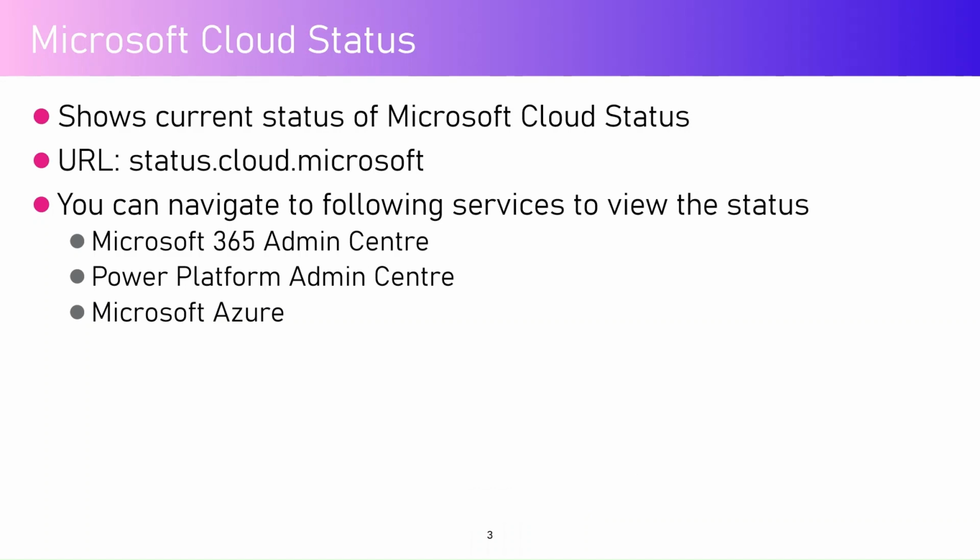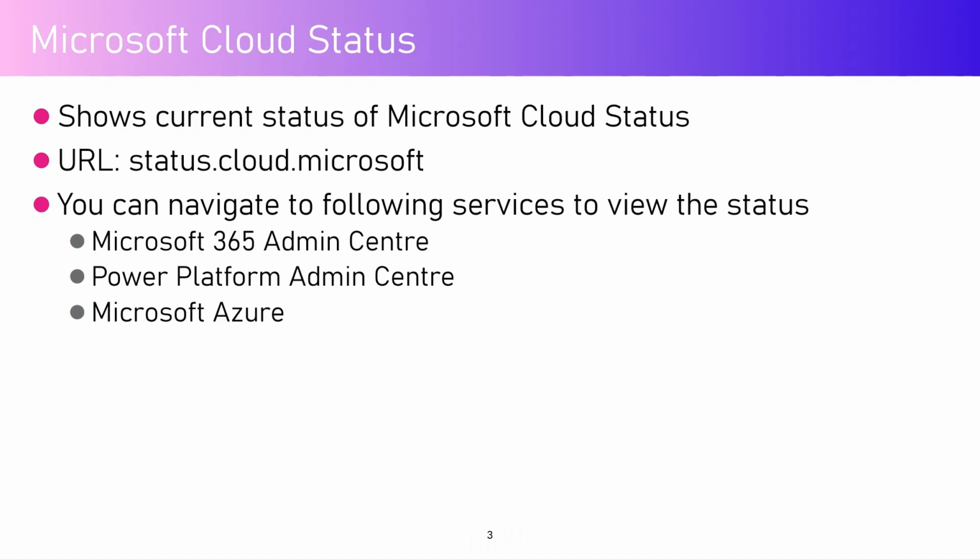Like if you want to navigate to portal.azure.com, and Azure is out of service, or if you want to go to Power Platform Admin Center and the Power Platform Admin services are currently down, or if you navigate to Microsoft 365 Admin Center, you're not able to navigate to that URL.